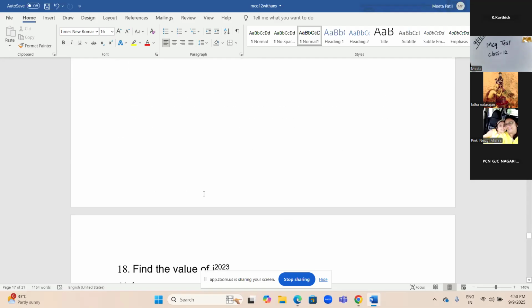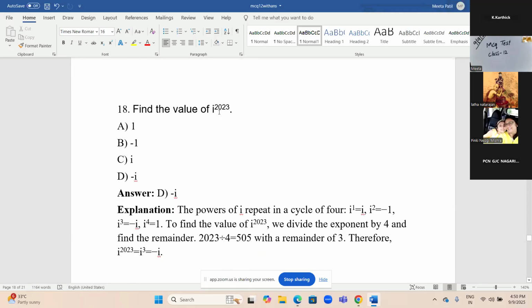Okay, next one, your 18th question is, see here they have given, you have to find the value of i power 2023. So here one by one we are checking the values. First I will take the i power 1.